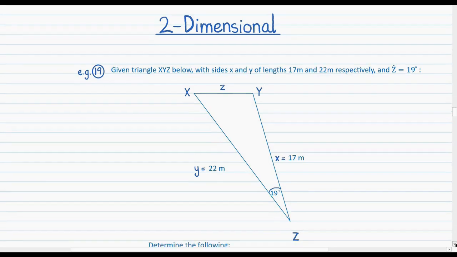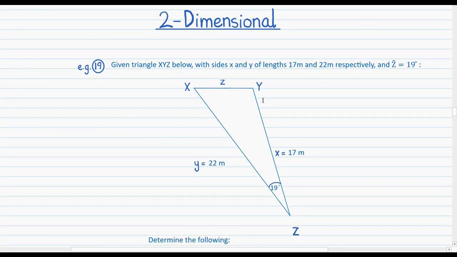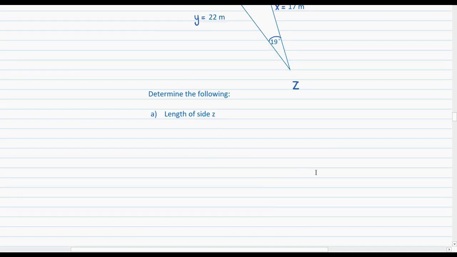So here's one question. Given the triangle XYZ shown in this diagram, with sides X and Y having lengths of 17 meters and 22 meters respectively, and angle Z of 19 degrees, determine the following. The length of the third side, C.